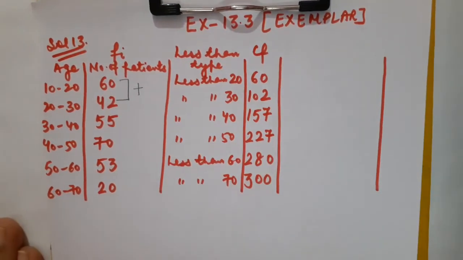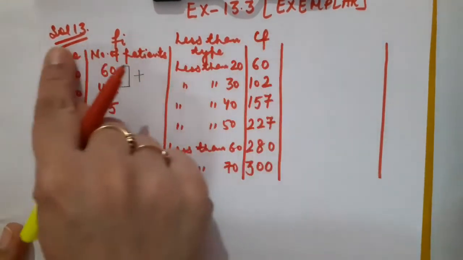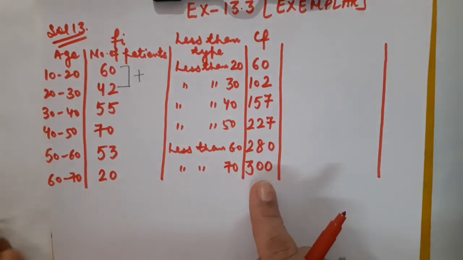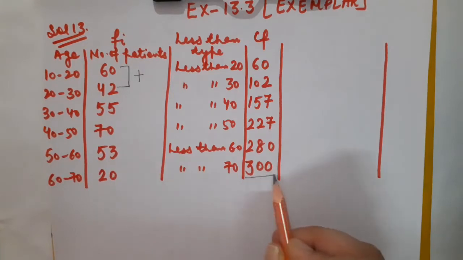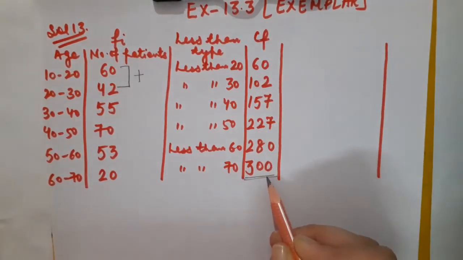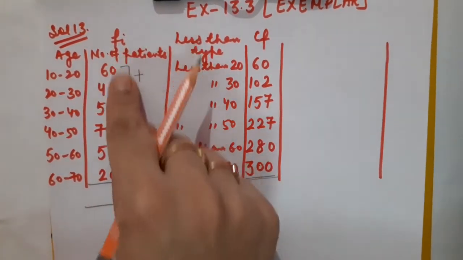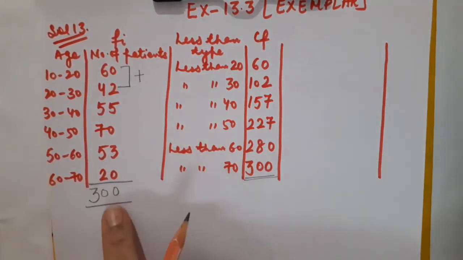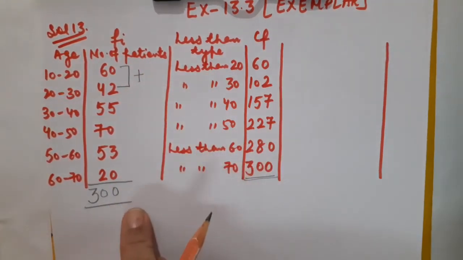Now children, I told you one way of verification whether we have calculated this cumulative frequency distribution table using less than type appropriately or wrong. So what was the way I told you? Whatever will be the last cumulative frequency, that would be nothing but the summation of all the frequencies. So when you add all of them, you will get 300. This is specified in the question itself, that the number of patients was 300. Correct?